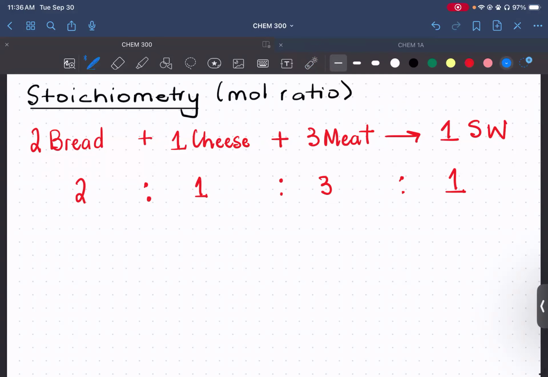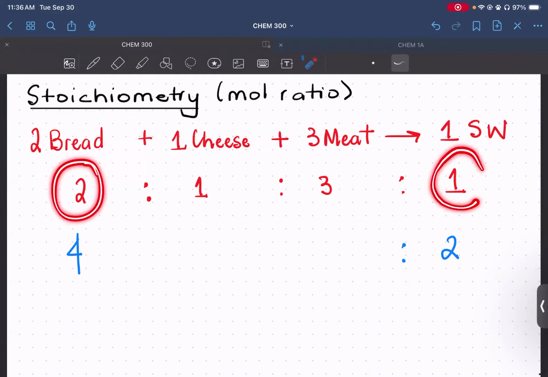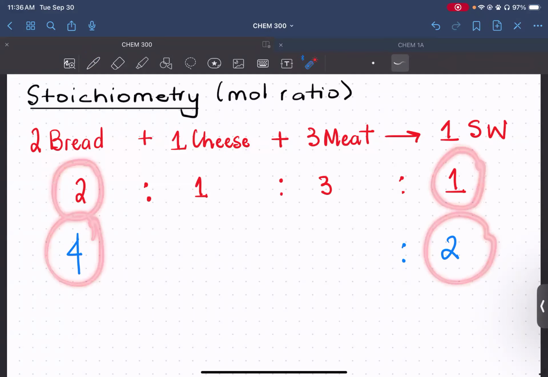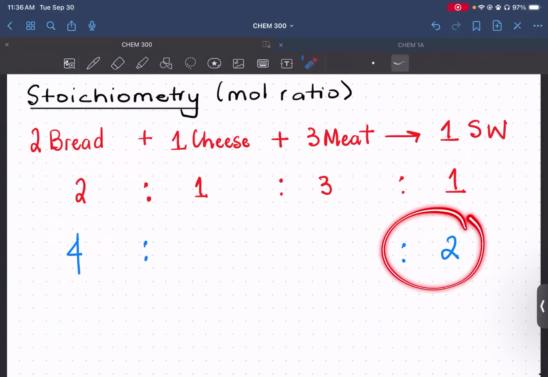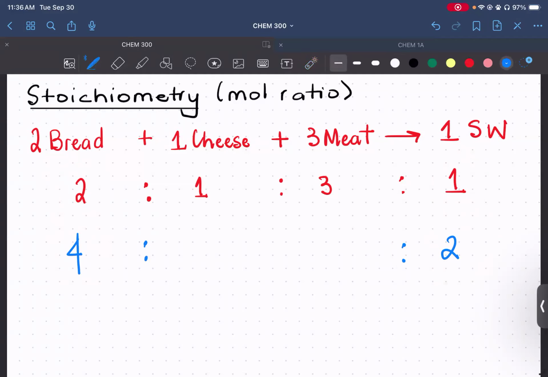For example, if we go into the kitchen, we see that we have 4 slices of bread. That means we can make 2 sandwiches. How did I come up with that? Look at that ratio. That's a 2-to-1 ratio. For every 2 slices of bread, I can make 1 sandwich. So if I have 4 slices, I can make up to 2. Similarly, to make 2 sandwiches, I need 2 slices of cheese.